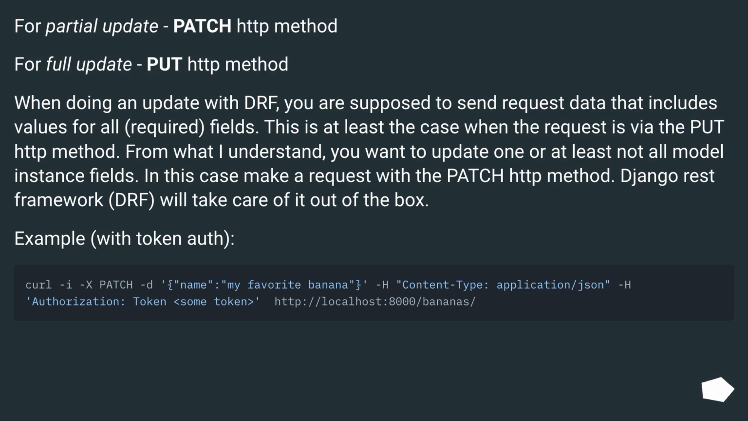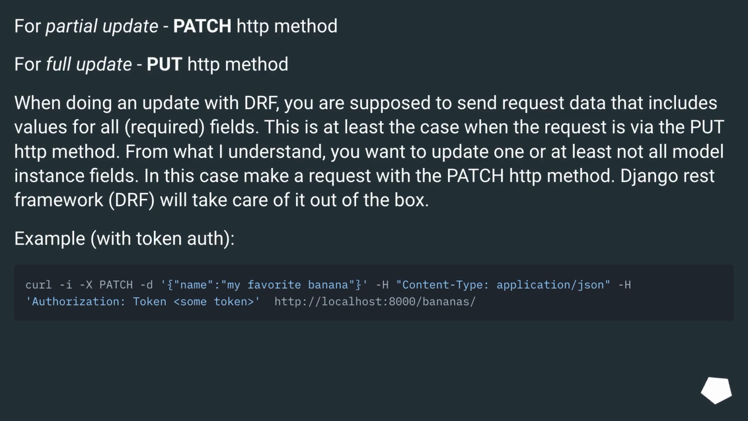For partial update, use the patch HTTP method. For full update, use the put HTTP method. When doing an update with DRF, you are supposed to send request data that includes values for all required fields. This is at least the case when the request is via the put HTTP method.